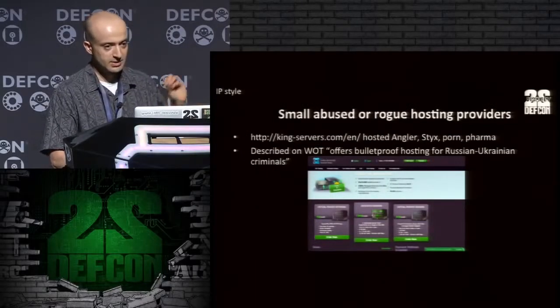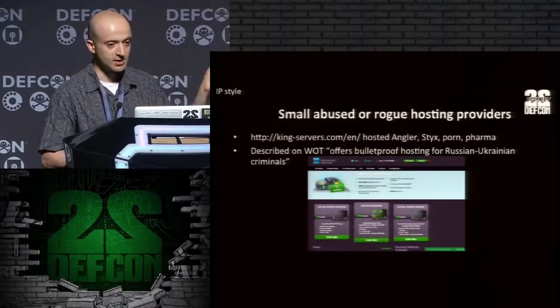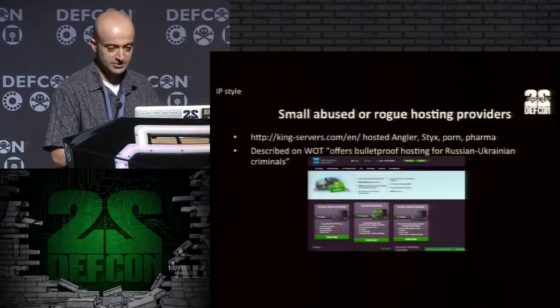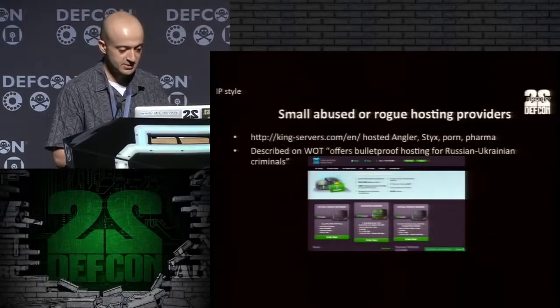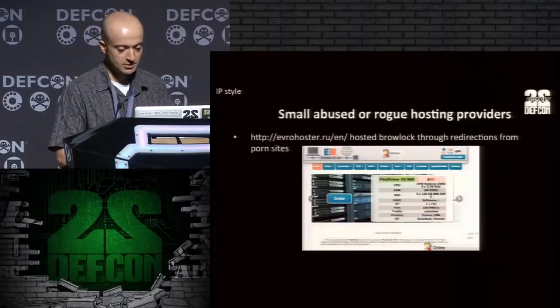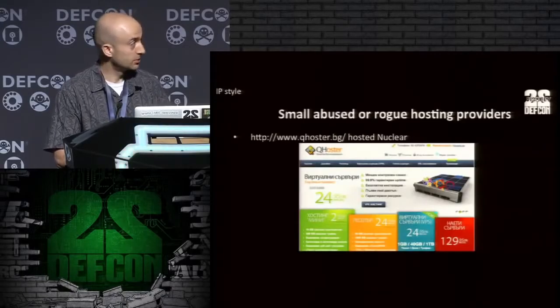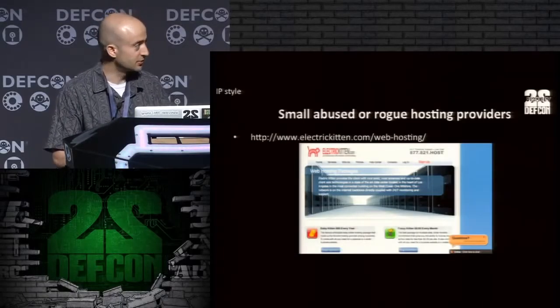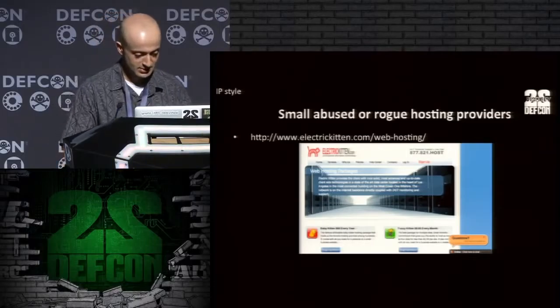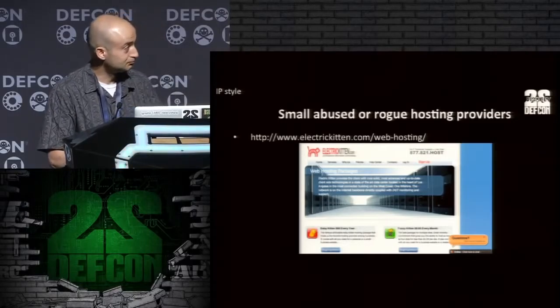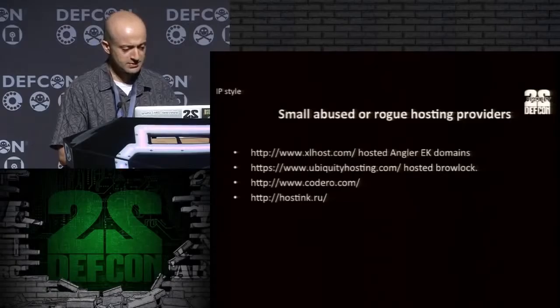This one here is about the fine-grained hosting perspective. So these are small-scale bulletproof hosting providers, mainly serving maliciousness. This guy is King Servers here, another one in Russia, Ivro Hoster, another one in Bulgaria, and this one, Electric Kitten, unfortunately abused in North America. And then a few more for your reference.